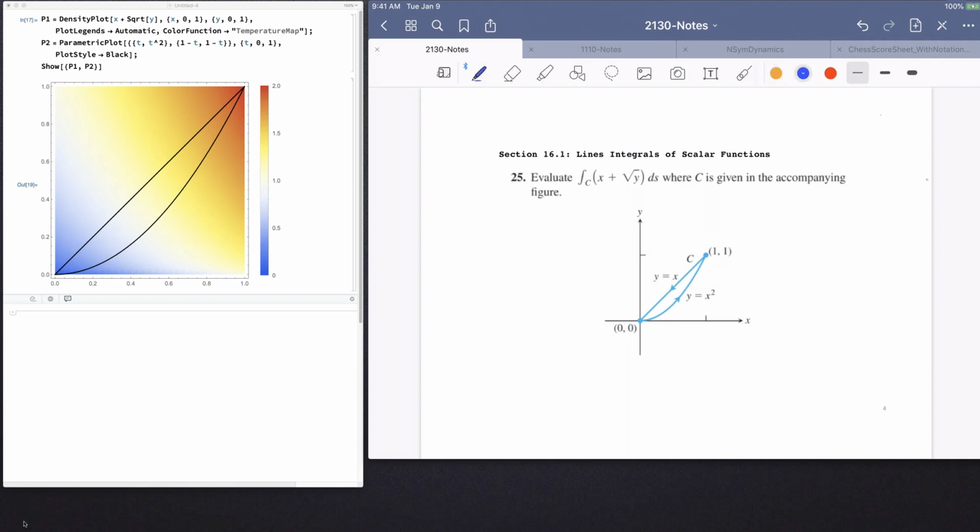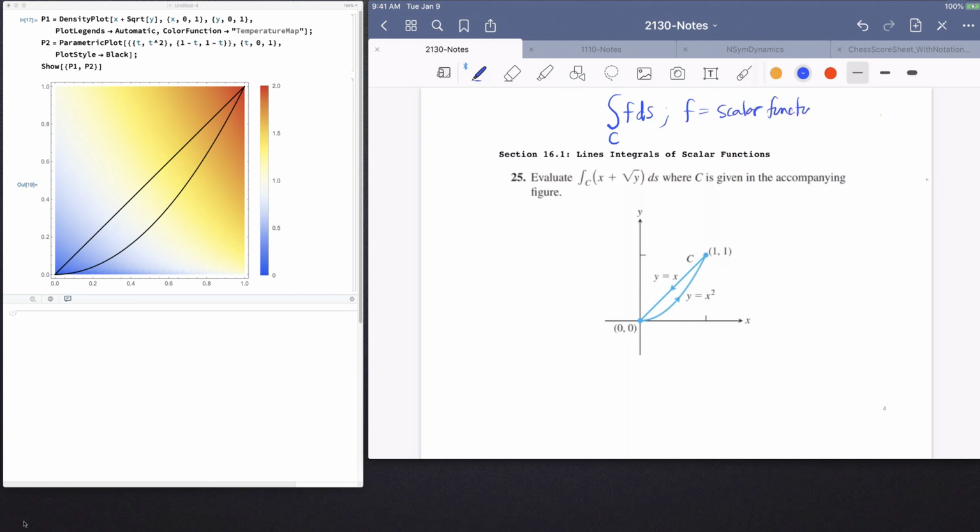There are several, or at least a couple of different kinds of line integrals. One type of line integral is a line integral over a curve C of a function f, but that function f is a scalar function.